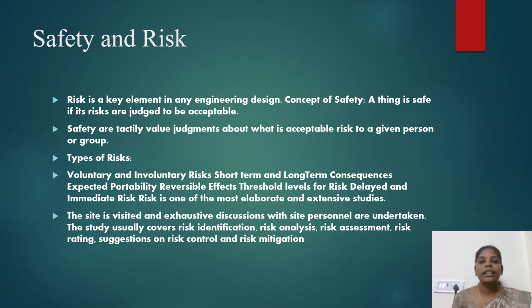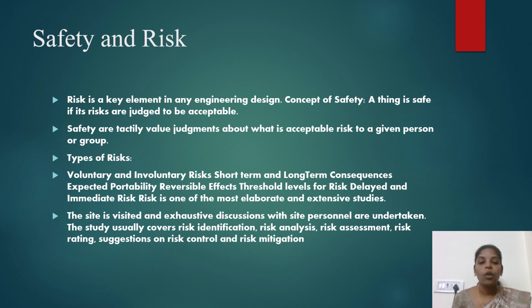In engineering design, risk analysis happens, but we also have to maintain safety. You cover all the safety side of the environment and you have to solve the particular situation. That is called safety as well as risk. Safety is an effective value judgment about what is the acceptable risk to a given person or group. So what are the types of risk given?